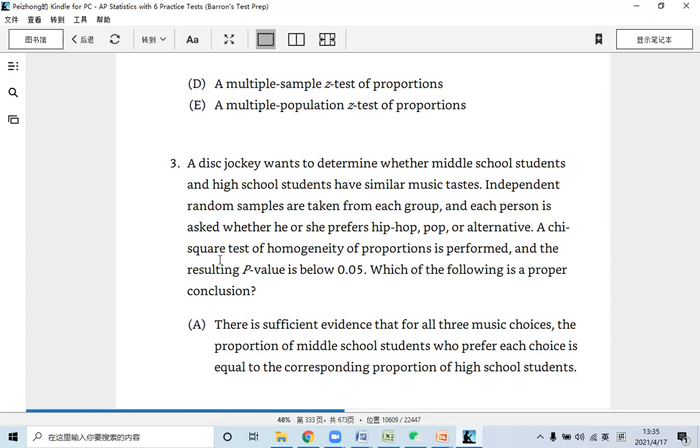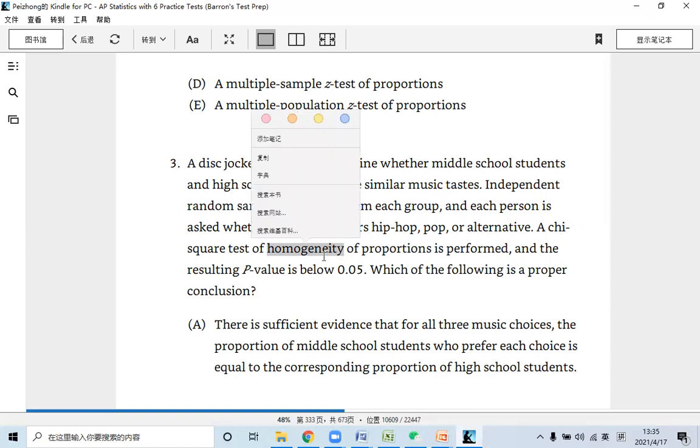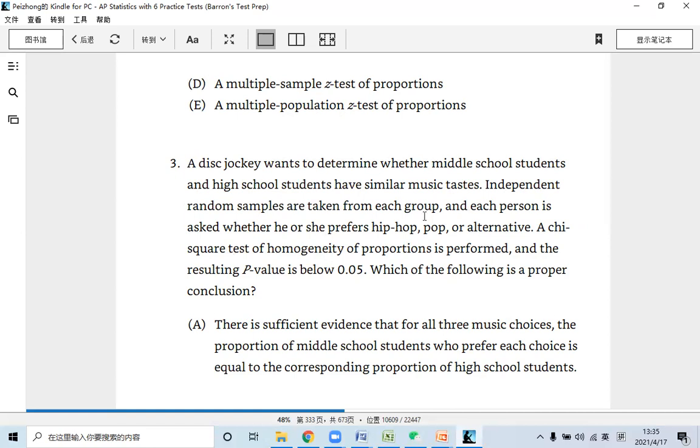A chi-square test of homogeneity. So you are testing homogeneity, not independence, because you have independent samples. And you're testing the homogeneity of proportion of preferences, pop, hip hop, etc.